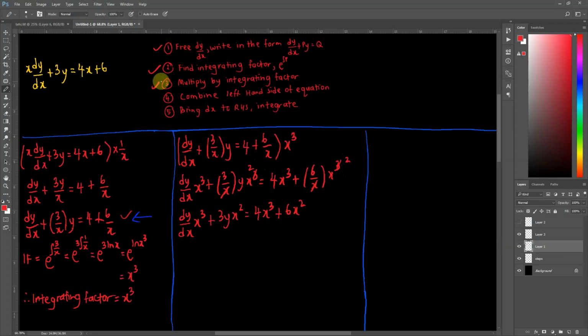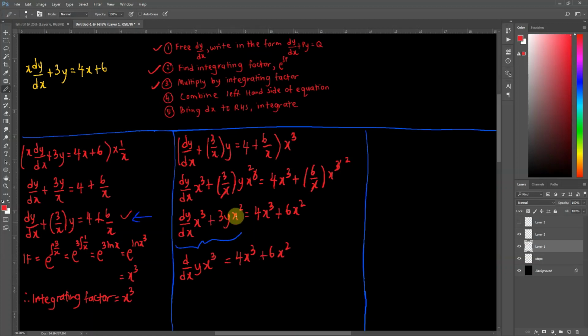Okay, so this part done. Multiply by integrating factor. Next is combine left hand side of the equation. Mana left hand side? This is left hand side, this is right hand side. So left hand side is this one. Kita nak combine yang ni. Macam mana nak combine? Just use this step. You akan letak d dx, okay? First letak d dx and then letak y and then letak the integrating factor. Okay, so now ni you dah combine ni. Sama dengan 4x cube plus 6x square. Okay, left hand side ni you combine, you akan dapat ni.